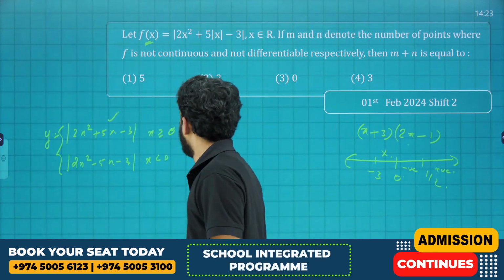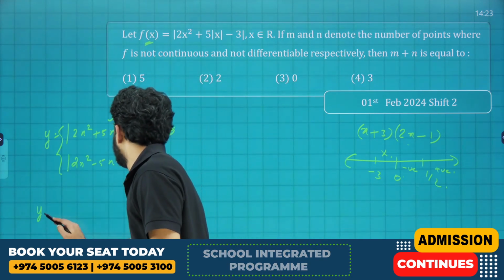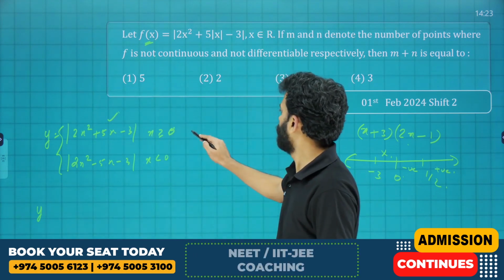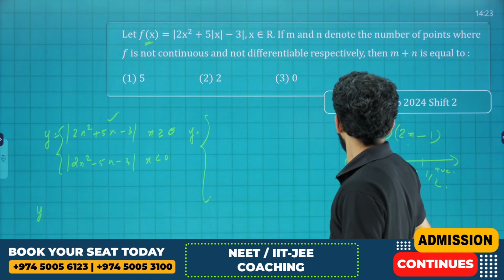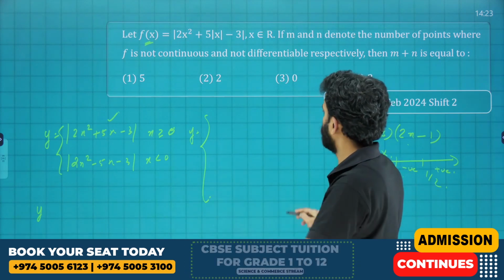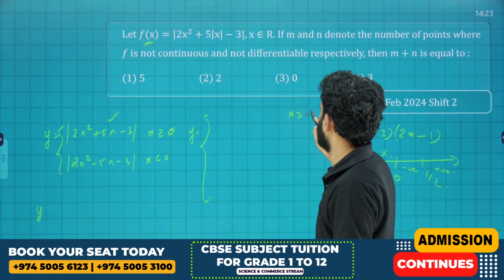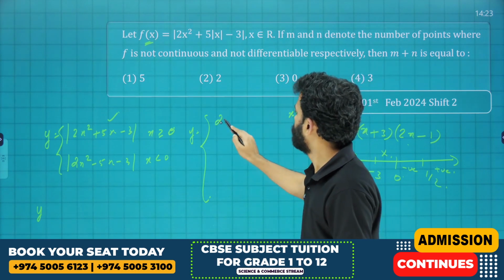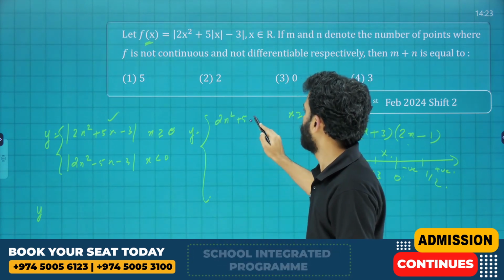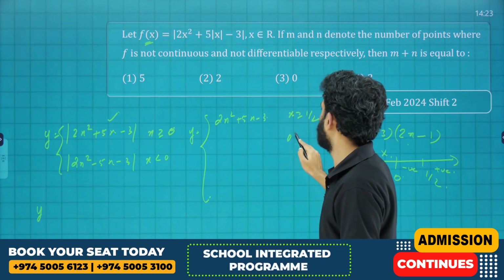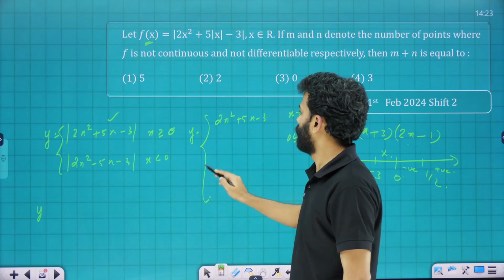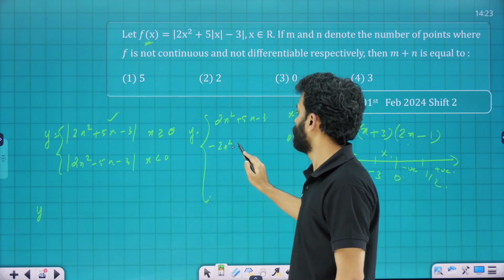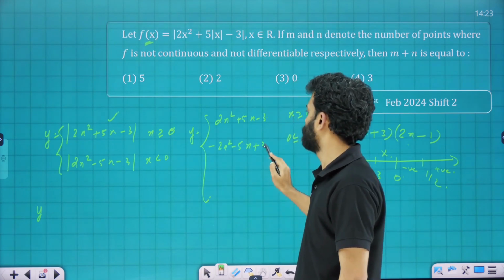Therefore, y is equal to, for x greater than or equal to 1 by 2, it is positive, right? That is, for x greater than or equal to 1 by 2, it will be 2x square plus 5x minus 3, and for 0 less than or equal to x less than 1 by 2, it will be the negative of that, that is minus 2x square minus 5x plus 3.